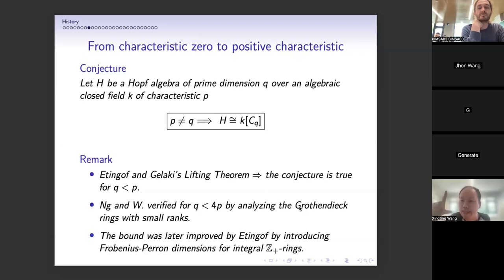Is there an explicit counterexample where q is greater than p, where the lifting does not work? No, we don't have any examples. Okay.